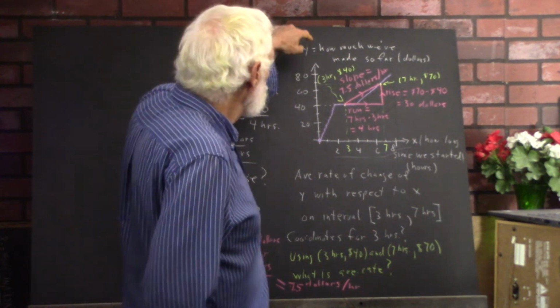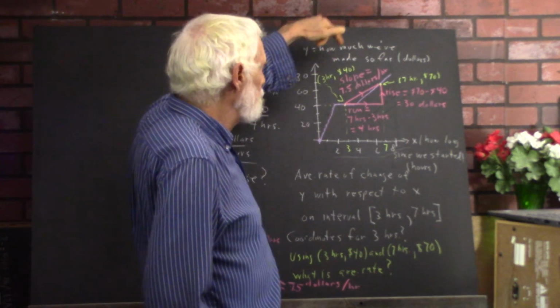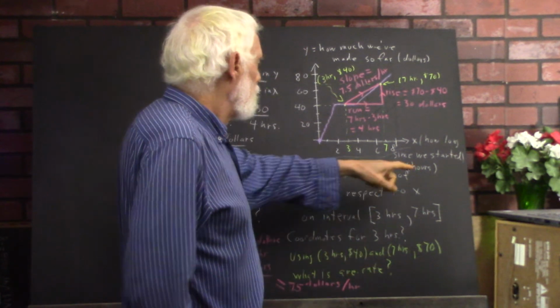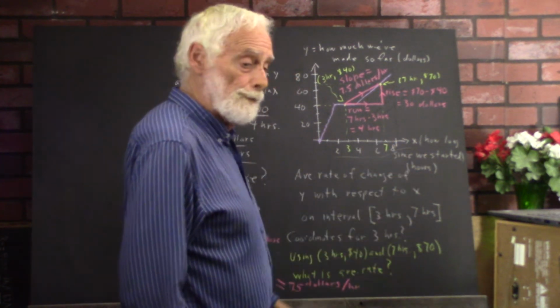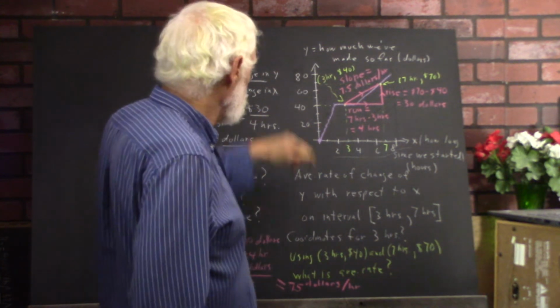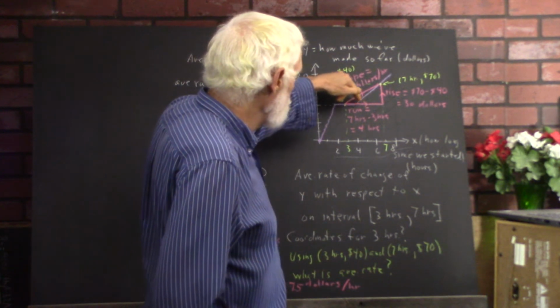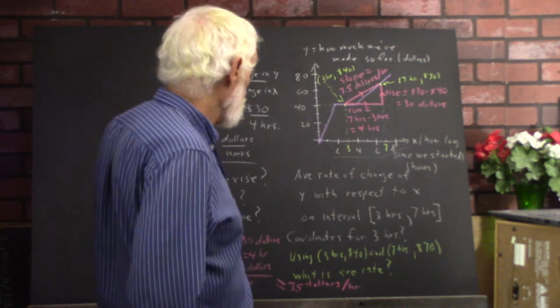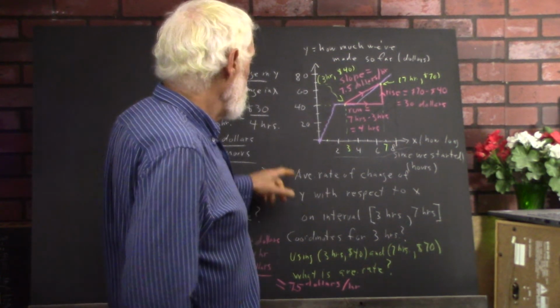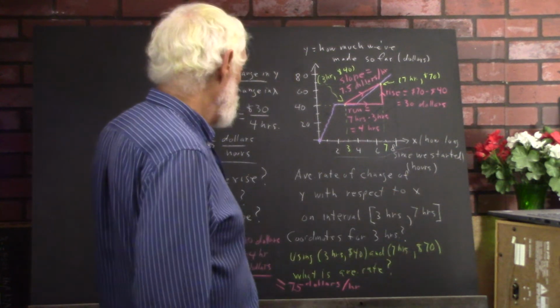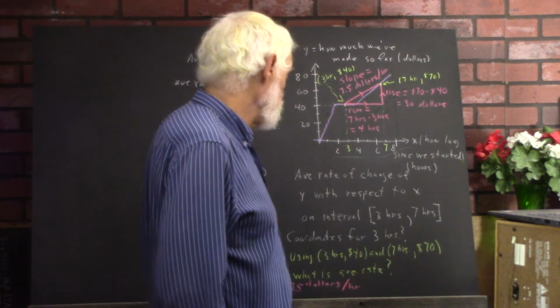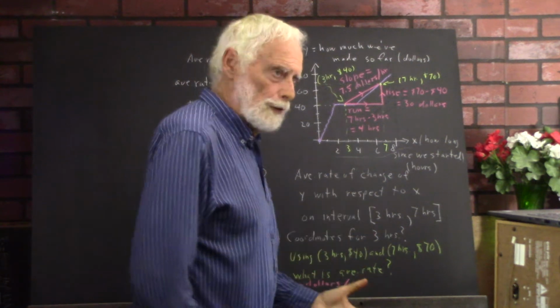Okay, we start with a graph of y equals how much you made so far in dollars versus how long it's been since we started in hours. Now there's a lot of stuff on this graph, but the original graph just looked like this purple thing here. Okay, I asked, what's the average rate of change of y with respect to x on the interval from 3 hours to 7 hours? I broke it down a little bit.